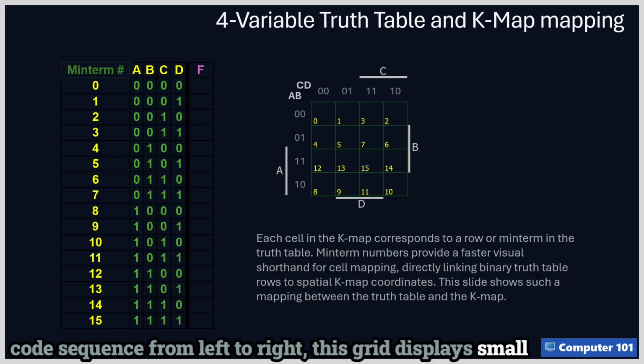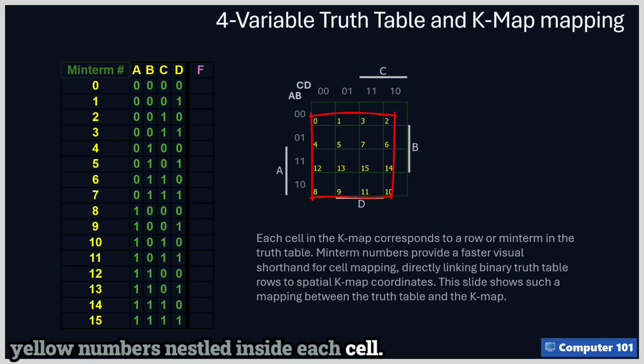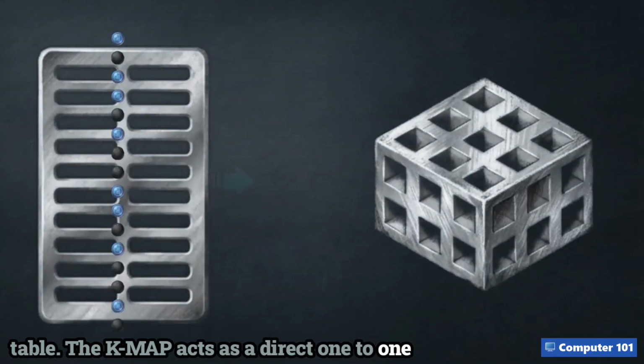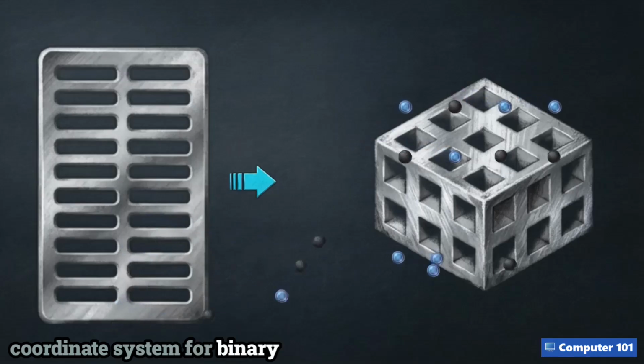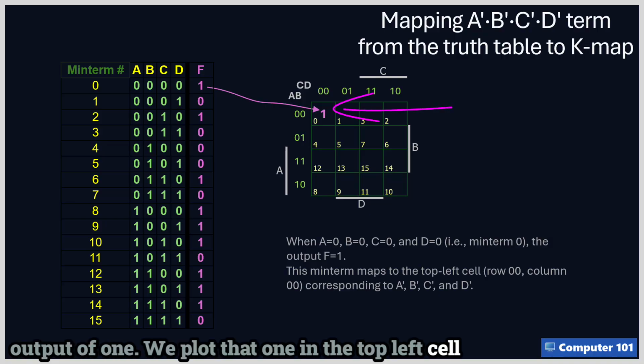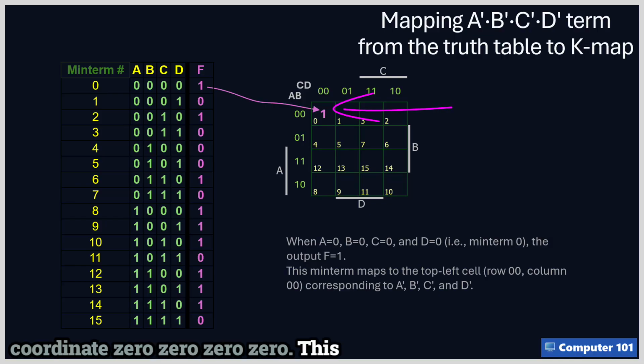This grid displays small yellow numbers nestled inside each cell. These are the minterm numbers. Every single cell in the K-map grid corresponds precisely to one minterm row in the truth table. The K-map acts as a direct, one-to-one spatial coordinate system for binary logic states. This graphic demonstrates the translation of minterm 0. In row 0, inputs A, B, C, and D are all 0, resulting in an output of 1. We plot that 1 in the top left cell at coordinate 0000.